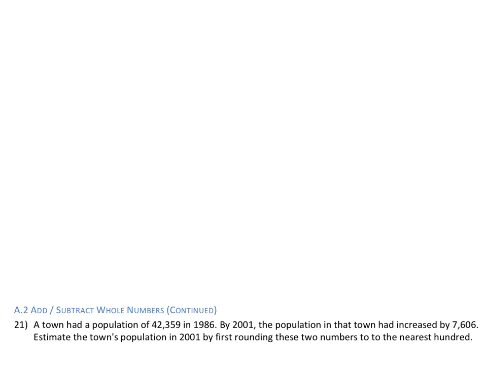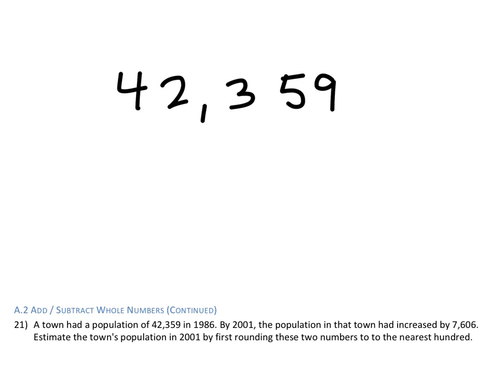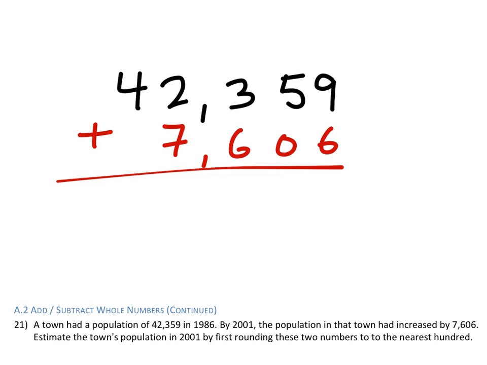So, estimated town's population in 2001. It increased by 7,606. And we know that back in 1986 it was 42,359. But we're going to increase it, so we're going to add another 7,606. I should have read through the whole thing. So there we go. Let's round it to the nearest hundreds on these.